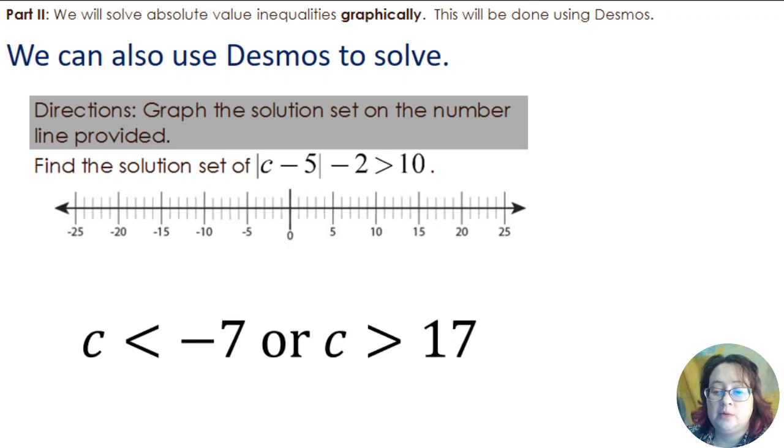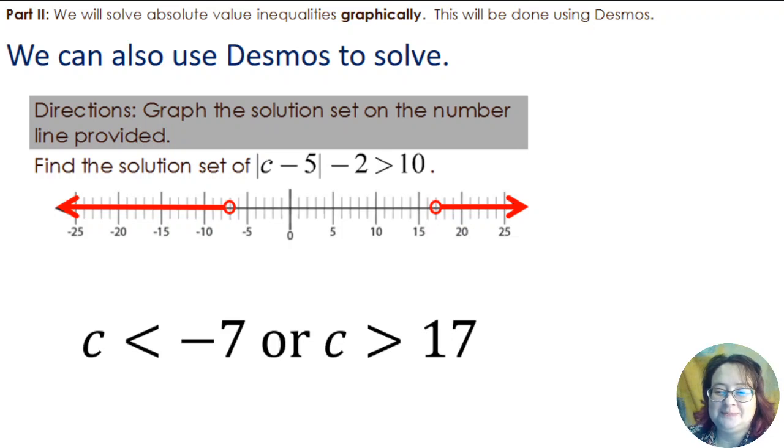To put this on the number line, I'm going to draw an open circle at -7. And then, since my inequality symbol is pointed towards the left, that's also the direction I'm going to go on the number line. For C is greater than 17, I have an open circle at 17. And that arrow is pointed towards the right, so that's also the direction I'm going to go on my number line.